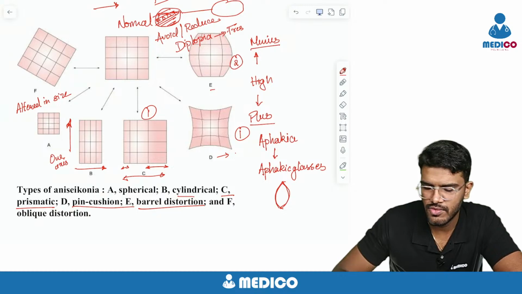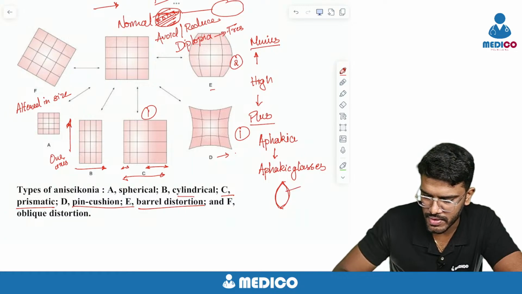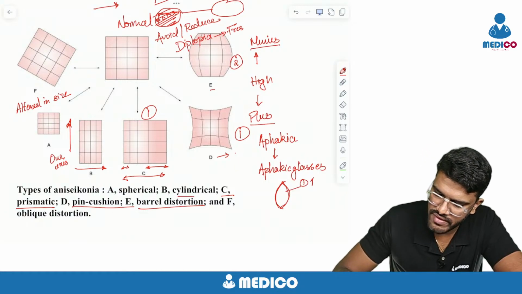So what were the problems with these aphakic glasses? They were high powered, because of which two things used to happen. Number one, very high magnification.